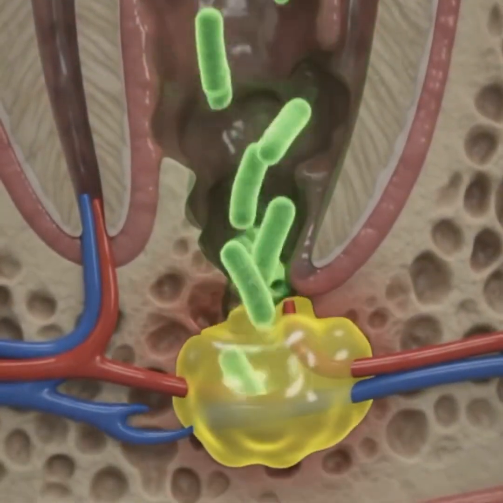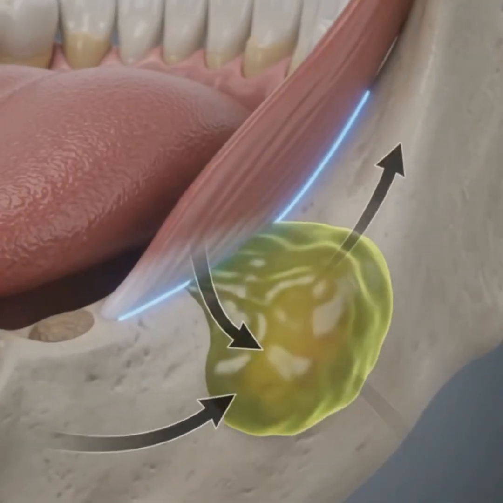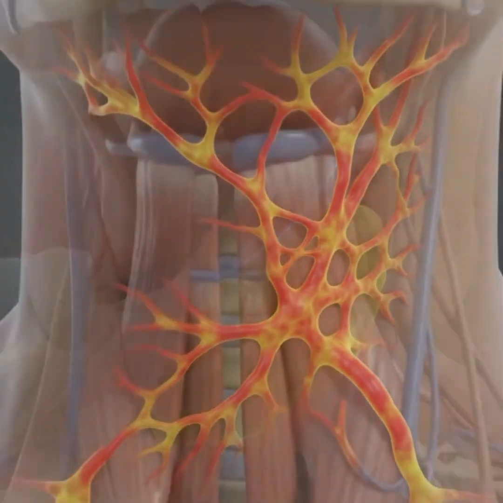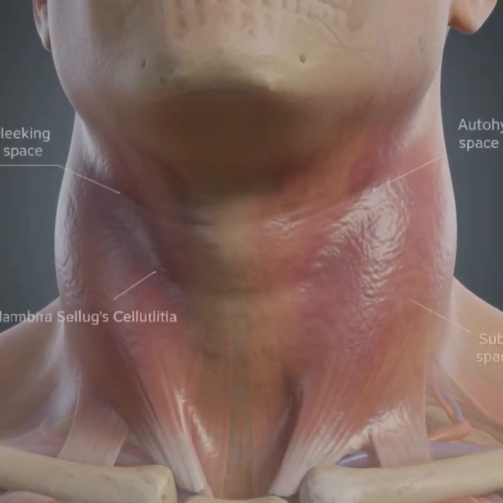Bacteria escape, causing periapical abscesses. Untreated molar infections can erode bone. They can perforate the thin plate, directly entering the submaxillary space. This can trigger Ludwig's angina, a rapidly spreading bilateral cellulitis.